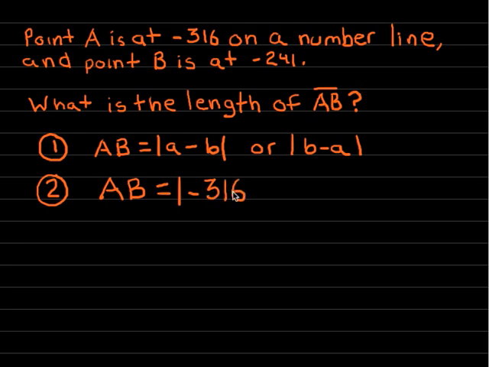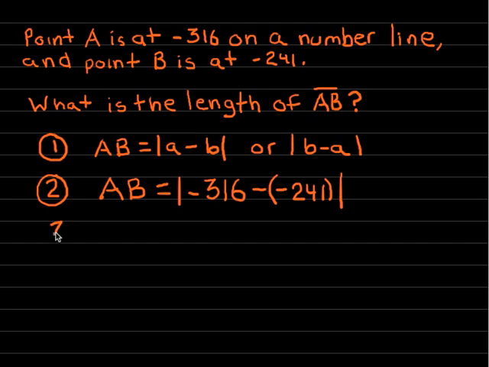Here's the part where we make the most errors. Minus, so that's A minus B. Well, B is negative 241. Just because I've got a minus sign in my equation doesn't mean I can throw this minus sign away. I have to use both of them. So the length of segment AB is equal to the absolute value of negative 316 minus negative 241. I'm subtracting a negative quantity. There, I've substituted in all the values I have.